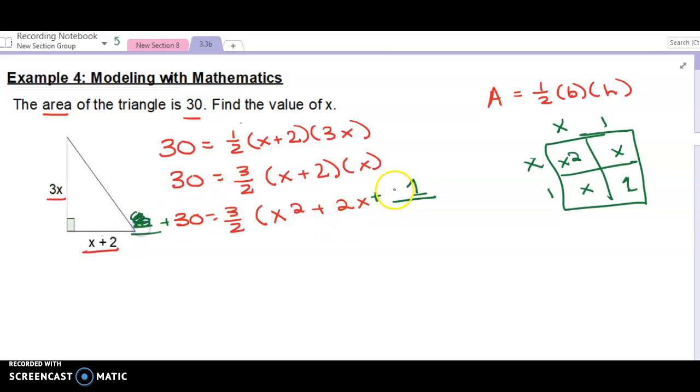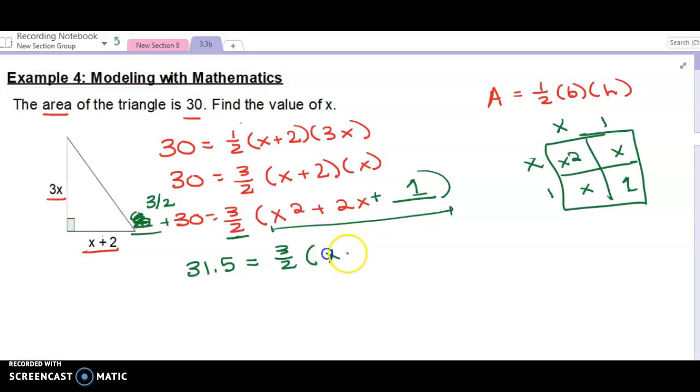Just joking. Remember, I didn't add a 1. I added a 3/2 times 1, so I really added a 3/2 or 1.5. So 31.5 is going to equal 3/2, and if I factor this out here, it'd be (x plus 1) squared. Now I just solve. I'm going to multiply both sides by 2 to get rid of the denominator, which makes my life a little easier because I get rid of the fraction. So 31.5 times 2 is 63 equals 3 times (x plus 1) squared.